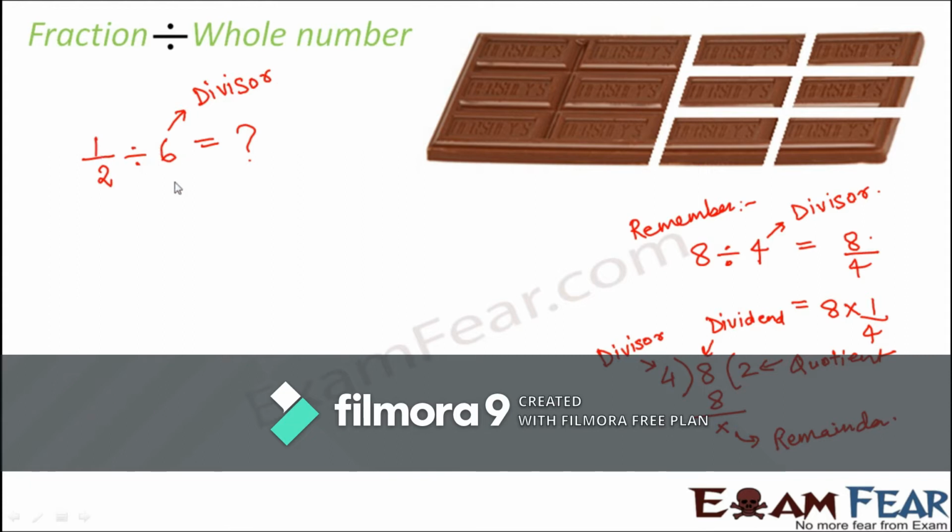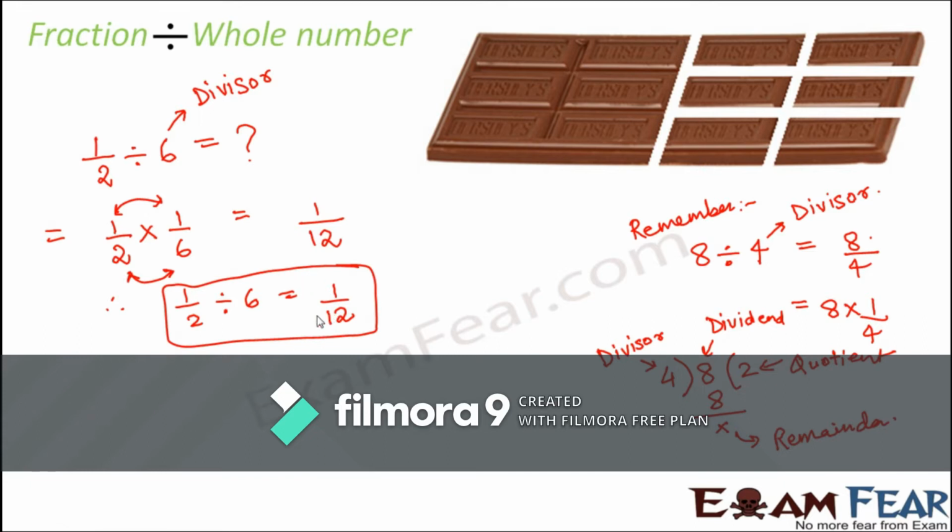So 1 by 2 divided by 6 is the same thing as 1 by 2 multiplied by the reverse of 6, that is 1 by 6. Now do you think you'll be able to solve this? Yes, it is just a multiplication. Numerator multiplied by numerator, denominator multiplied by denominator. So this is 1 by 6 into 2, which is 12. Therefore we can say that 1 by 2 divided by 6 is equal to 1 by 12. From this we can say that each of your friends received 1/12 of the chocolate.